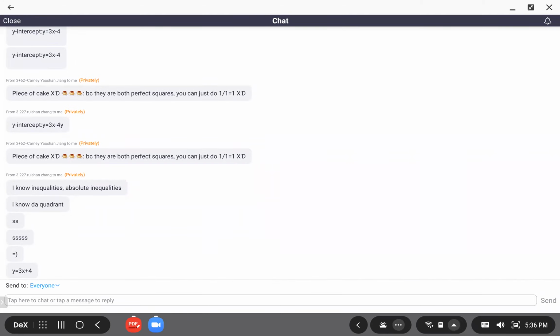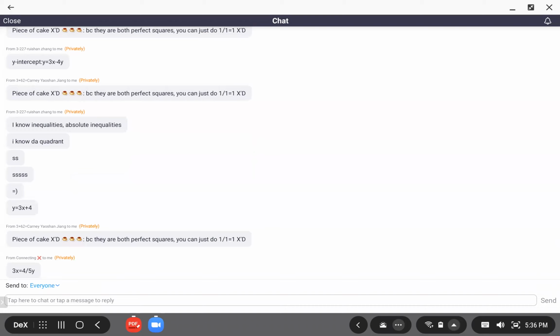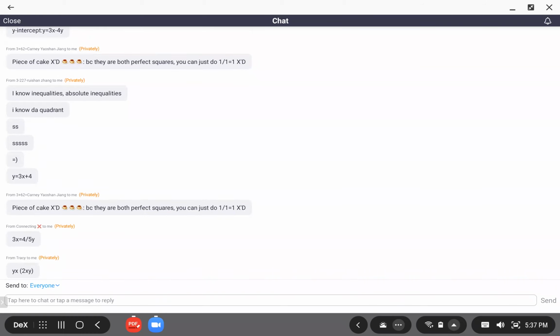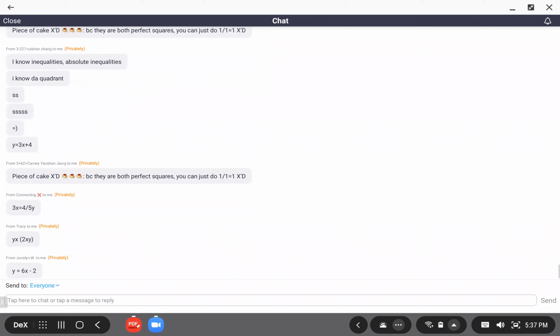Okay, so Ray Shan says y equals 3x plus 4. Okay, very good. And then connecting says 3x equals 4 divided by 5y. Okay, very good.